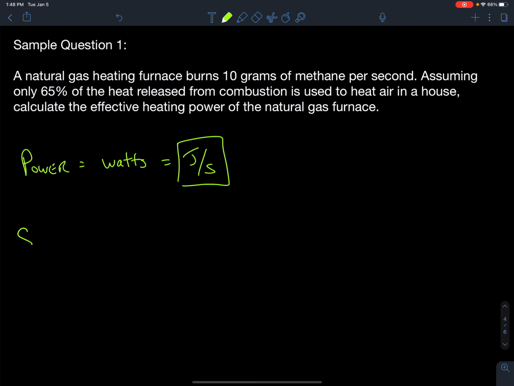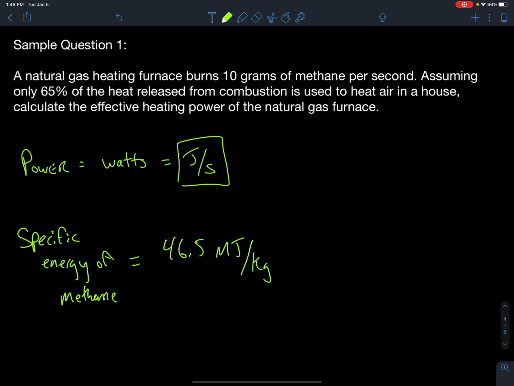So the specific energy of methane, which is natural gas, is 46.5 megajoules per kilogram. Okay, I need that value. Now that I have that value, I can look at 10 grams. What is 10 grams of that? And that's being burned every second. So that would tell me the theoretical power.